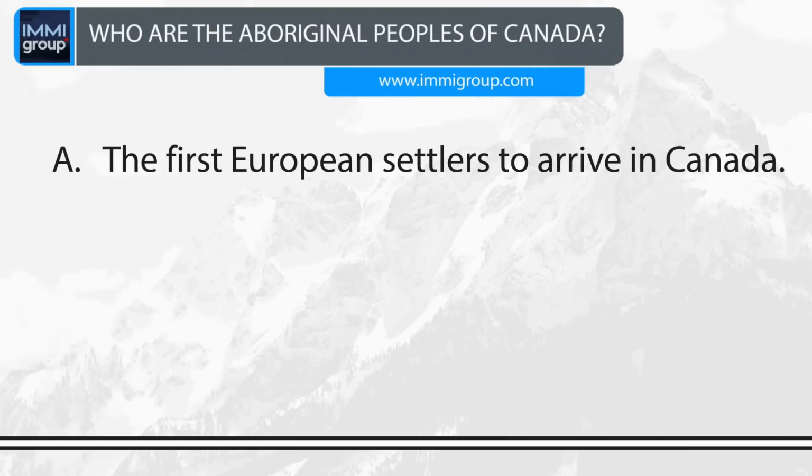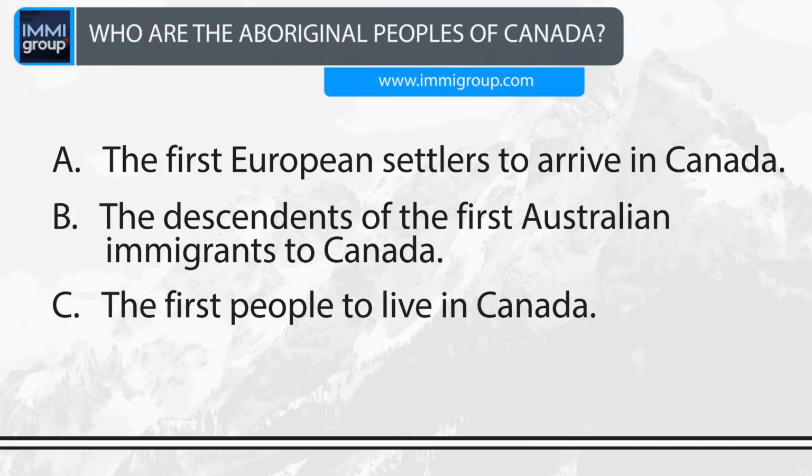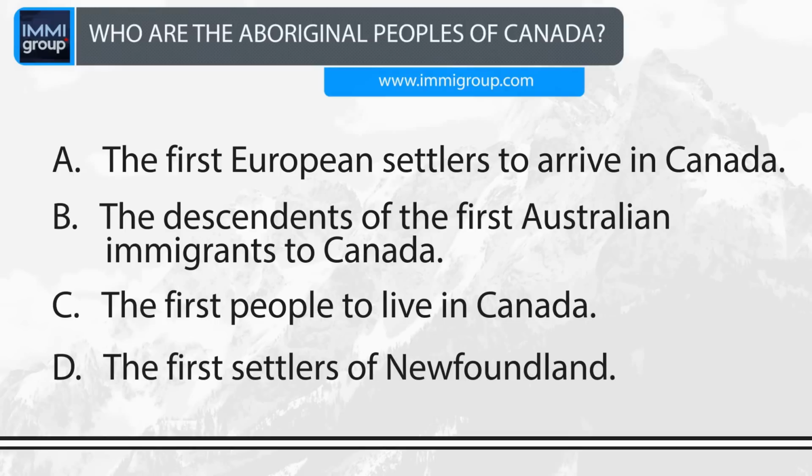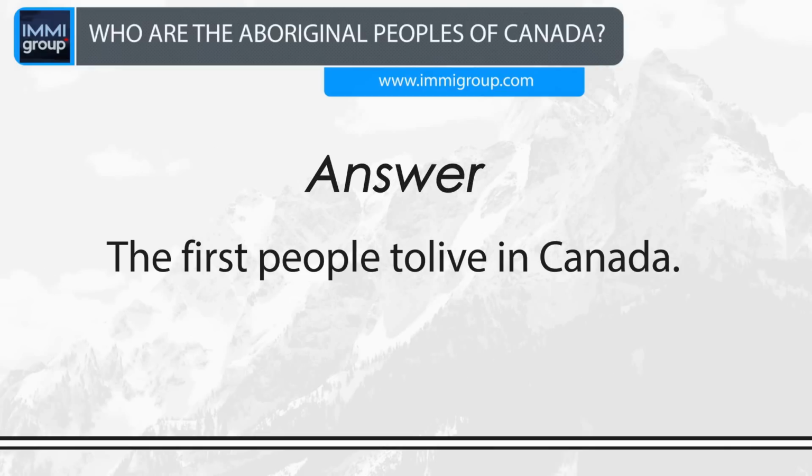A. The first European settlers to arrive in Canada. B. The descendants of the first Australian immigrants to Canada. C. The first people to live in Canada. D. The first settlers of Newfoundland. Answer: the first people to live in Canada.